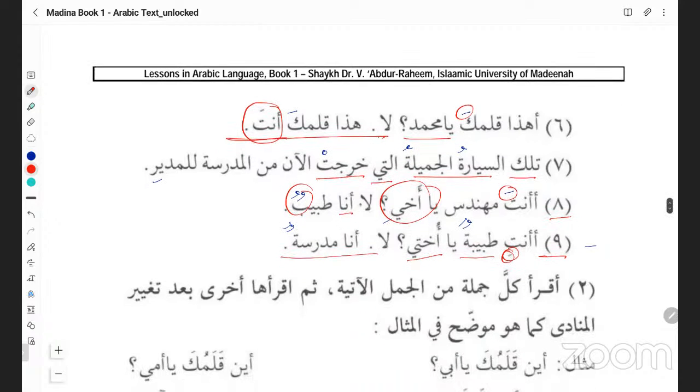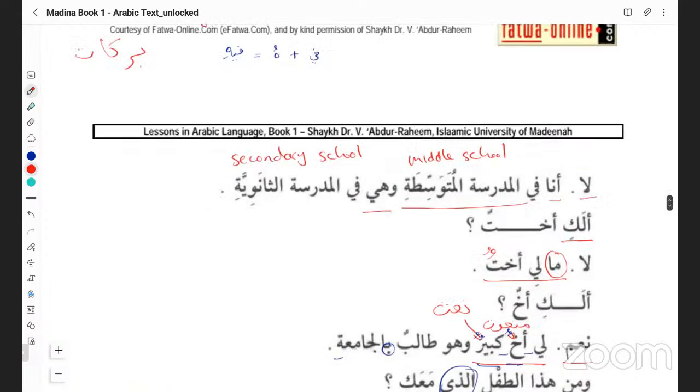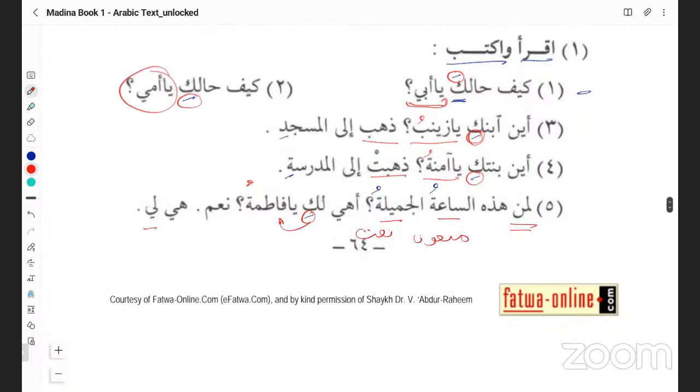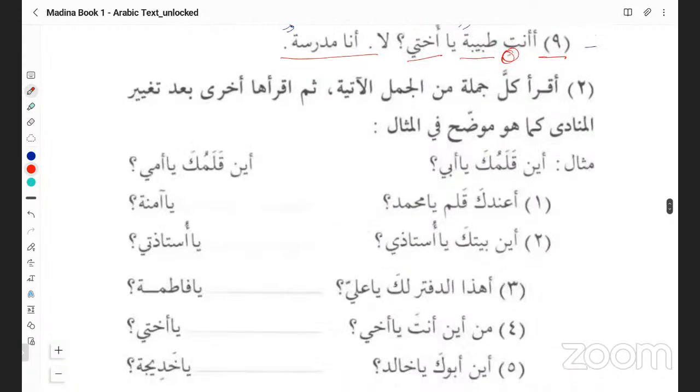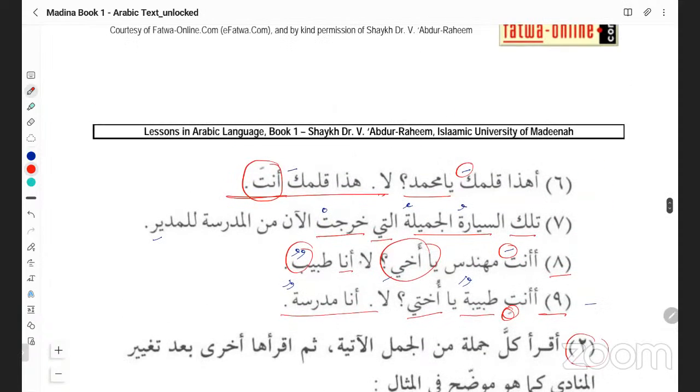And I think, inshallah, that will be enough for this evening. We have covered quite a lot. We have done the concepts as well as the conversation and the first exercise. And inshallah, next week we will start with Tamreen Raqam Ithnain, inshallah.